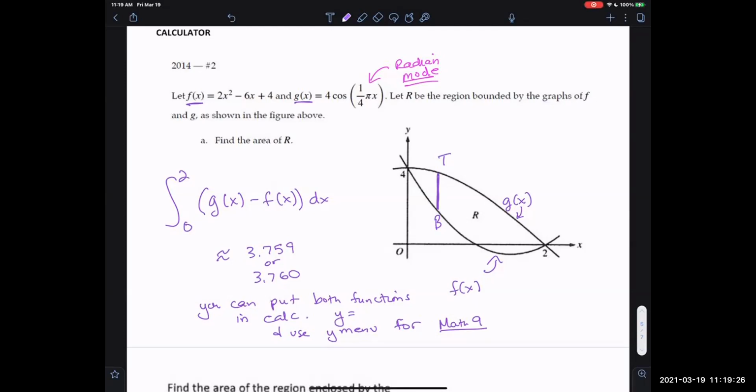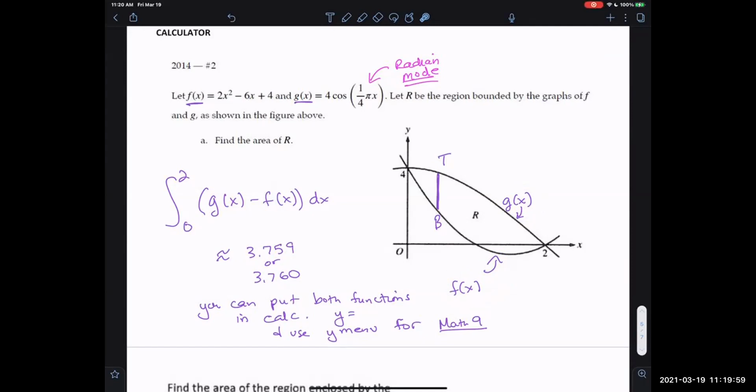So I labeled my picture. They don't look for the labels on the picture, but I had to tell which one was on the top, which was on the bottom. So definitely the cosine graph having the shape to it. Also, this is a positive lead coefficient on your parabola graph. Therefore, it should be facing up, right? So the bottom one is my f of x. Top is my g of x. So it's a g of x minus an f of x situation. And then I just plug into the calculator and go.